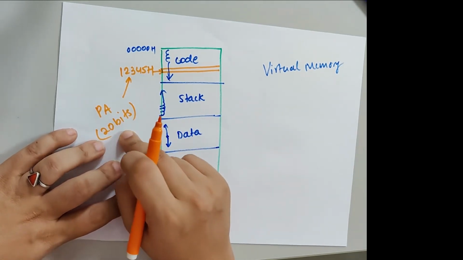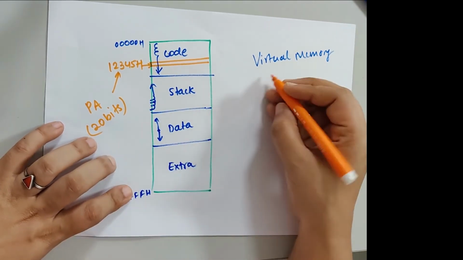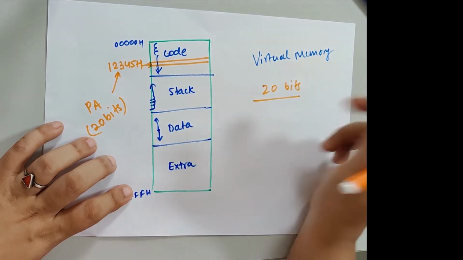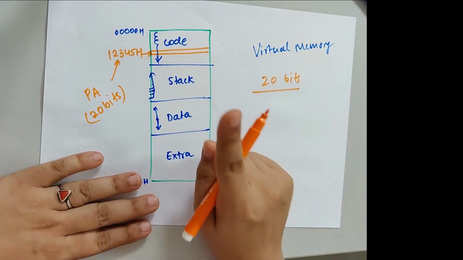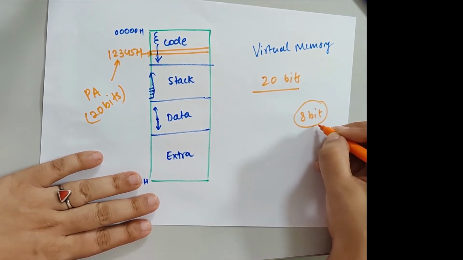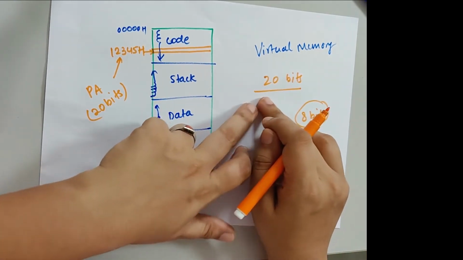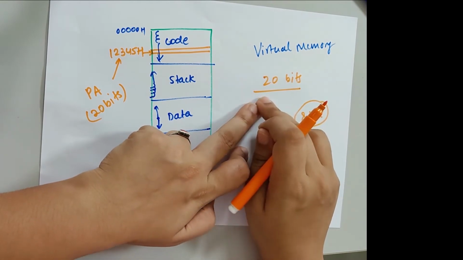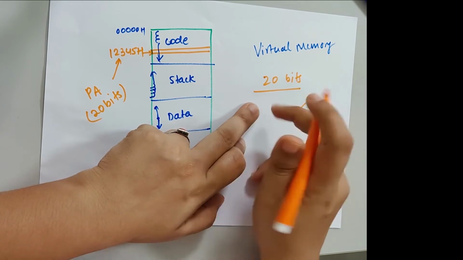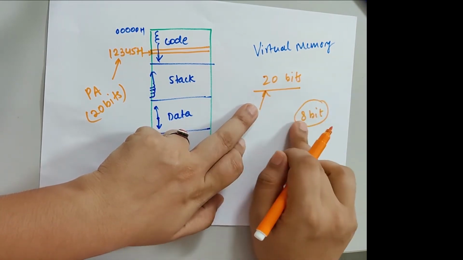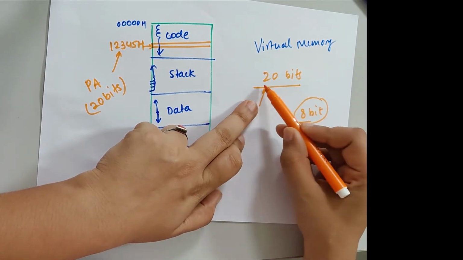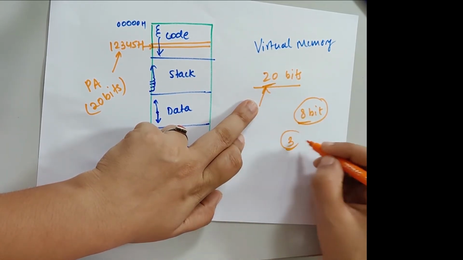Now there's a serious problem with this physical address. What is that problem? The problem is the size of the physical address, which is 20 bits. You all know that at one memory location we can store only 8-bit data, right? Now my physical address is 20 bits. To store these 20 bits, this address also has to be stored somewhere in the memory. How many memory locations do I need? One location can store 8-bit data, so to store 20 bits I need 3 such locations.